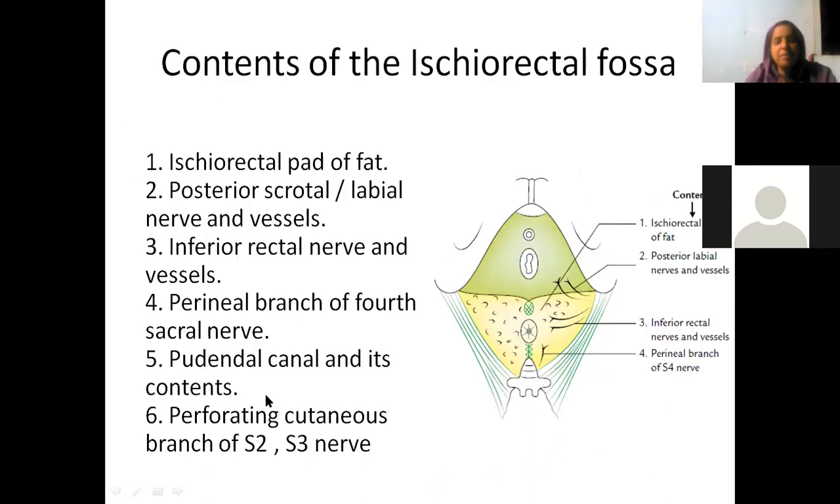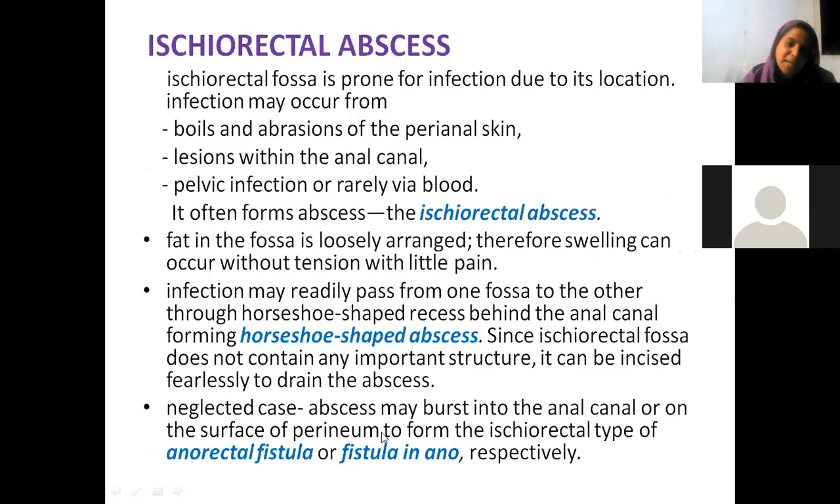Now, the contents of the ischiorectal fossa are important and easy also, beta. Don't read anything, practice this picture. Anyhow, we need to draw the ischiorectal fossa, right? So, a lot of fat is there. First thing you will write fat, then you will see these vessels: posterior labial vessels and nerves, inferior rectal vessels and nerves, perineal branch of the S4 nerve. If there is any infection in this area, you call it ischiorectal abscess.